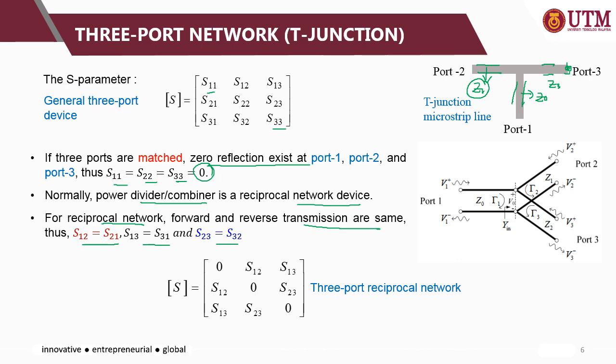So if the system, the T-junction network, is matched and reciprocal, therefore the S matrix can be further reduced to this. Since it is matched, S11 equal to S22 equal to S23 equal to 0, and then S12 equal to S21, since it is reciprocal.